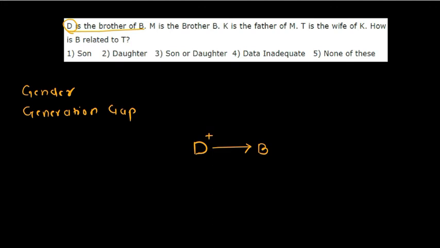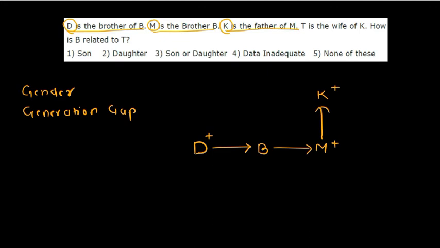M is the brother of B. Now again the gender of M is specified. M is male. Note that the gender of B is still not specified, so it is not clear till now. Now the third statement is K is father of M. So this belongs to the one generation above, and K is father, male. K is father of M.